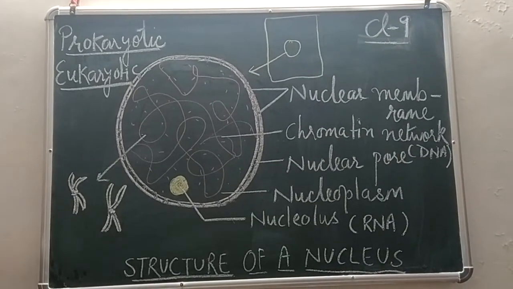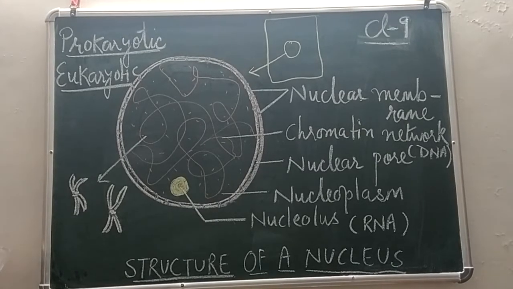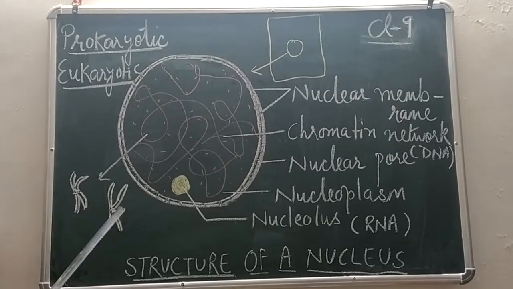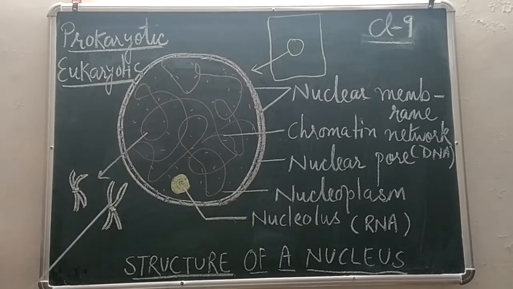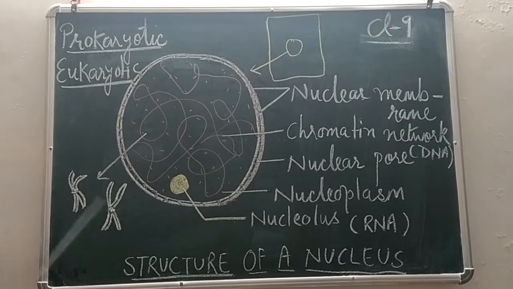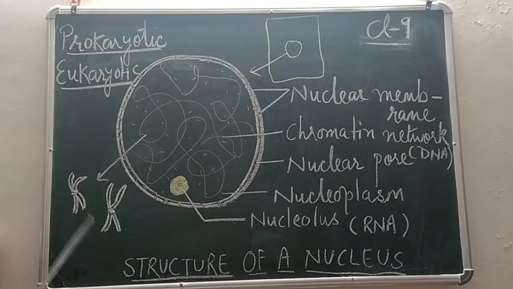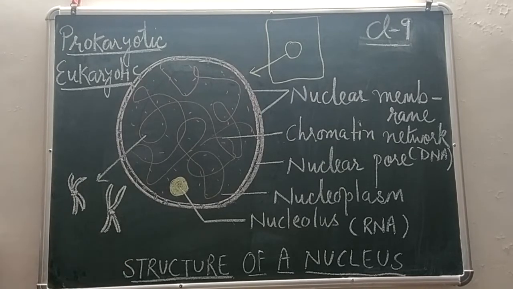Every organism has a fixed number of chromosomes, and they have chromosomes in pairs, which means they will have 2, 4, 6, that means an even number. So every organism has a fixed number of chromosomes, and chromosomes are made up of DNA.